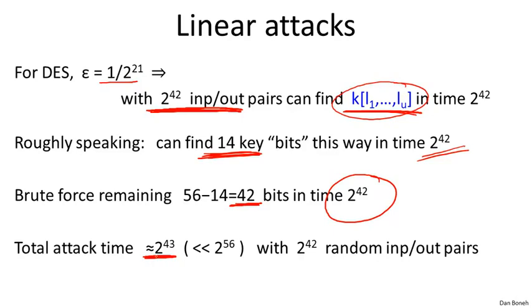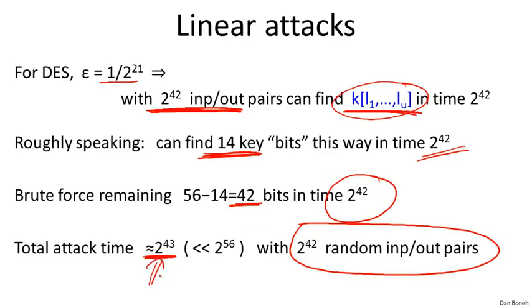Okay, so now this is much better than exhaustive search. Within 2 to the 43 time, we broke DES, but of course this required 2 to the 42 random input-output pairs, whereas exhaustive search only required 3 pairs. Okay, so this is a fairly large number of input-output pairs that are needed, but given such a large number, you can actually recover the key faster than exhaustive search.